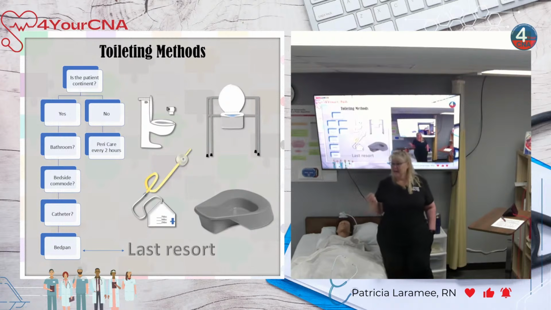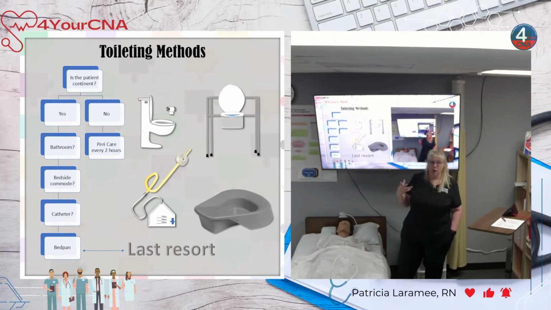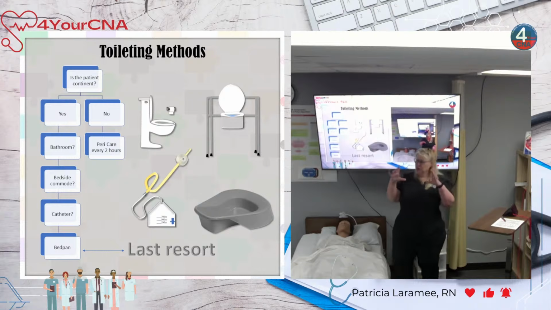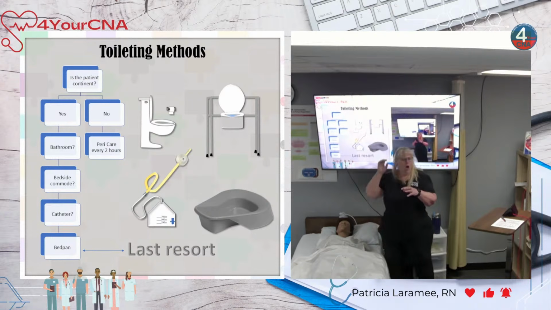So let's say that I've got a huge open bed sore on the patient's bottom, their coccyx area, their tailbone area, right? Huge open bed sore all the way to the bone.